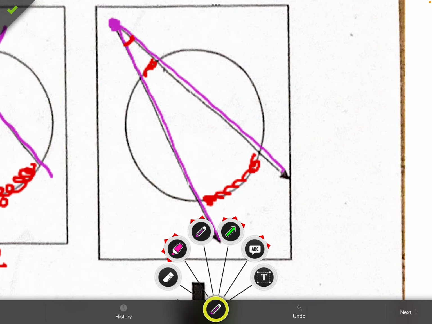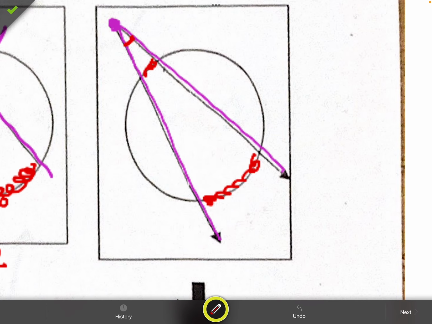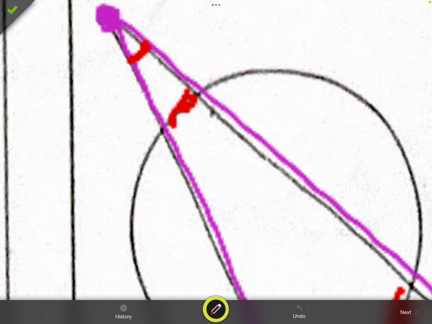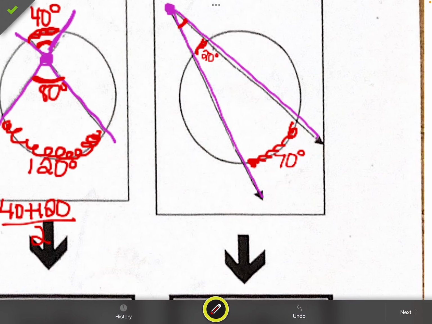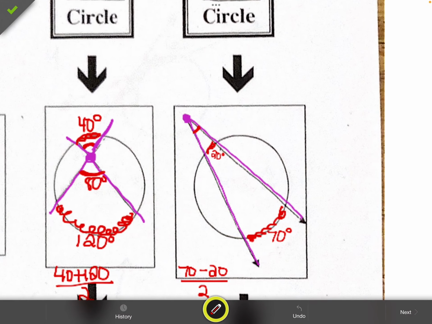So if this arc out here is 70 degrees, and we know the smaller arc up here is 20 degrees, and we want to know this angle measure, we take the big arc minus the little arc and divide it by 2. So 70 minus 20 is 50. 50 divided by 2 is 25. So this little angle, I'm going to draw an arrow, would measure 25 degrees.